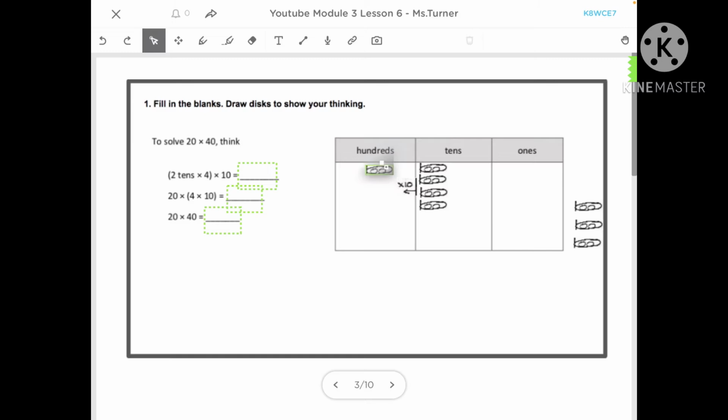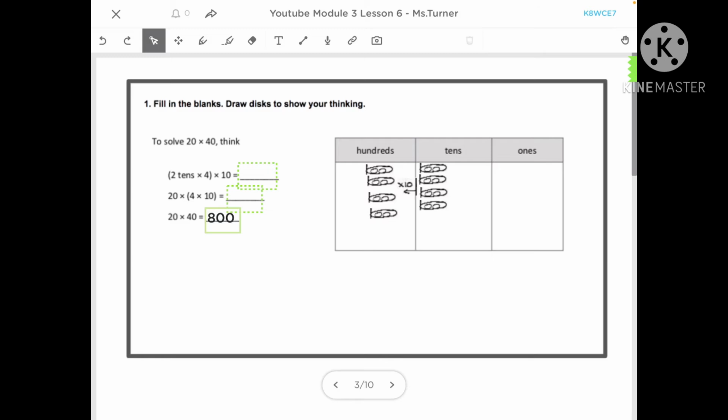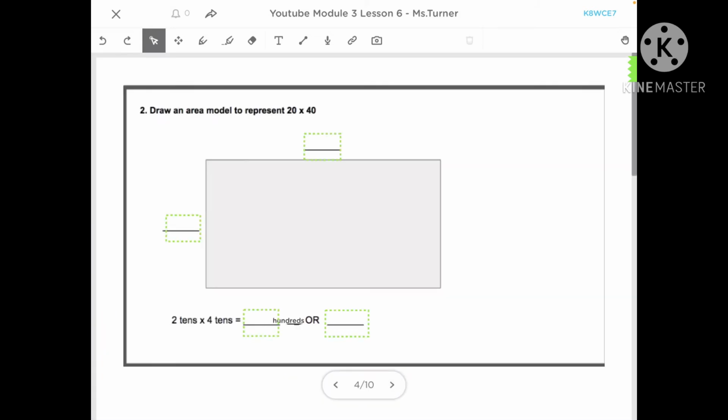So if I multiply 4 groups of 2 10s by 10, that means I'm moving literally all of my groups over to the hundreds place. How many hundreds do I now have? Yeah, 8 hundreds. So all of these different ways that we're multiplying 2 10s times 4 and then times 10, or even 20 times 4 times 10, they'll all get us to that final product of 800.